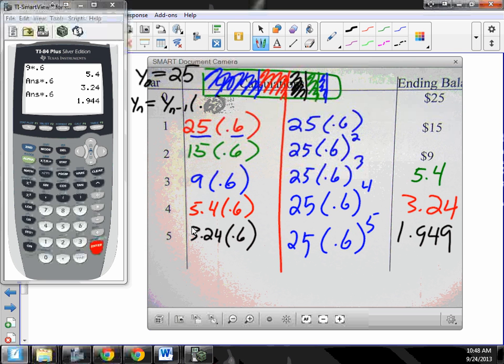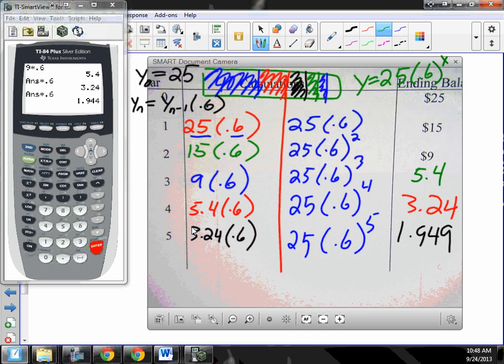And remember, recursive equations are really good for filling out the chart, but they're terrible for finding a value in the future. If I wanted to find value 100, I need to know 98, 99, 97, all the way back to 0, which is a pain. So for that, we create the explicit equation. The explicit equation is y equals 25 times 0.6 to the x.